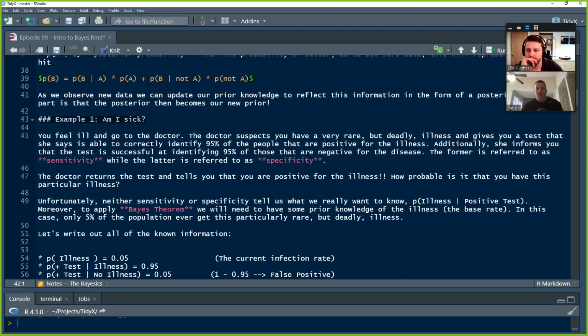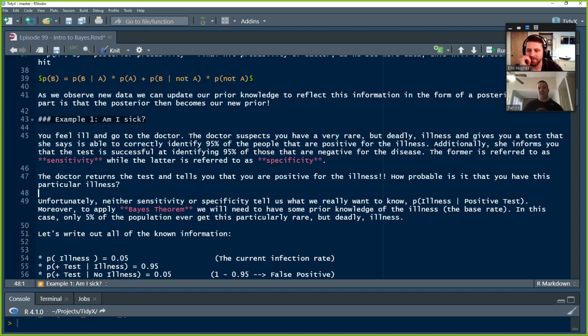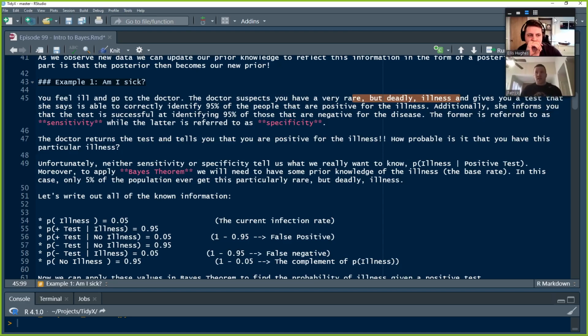Okay. So let's get into an example. And this is the classic example. Most Bayes books will use this example within the context of breast cancer treatment or breast cancer testing. So you feel ill. Ellis is ill. He goes to the doctor and the doctor says, geez, you might have this very rare, but potentially deadly illness. And we want to test you for that. And I just got to let you know that this test has correctly identified 95% of the people that have been positive with this disease.